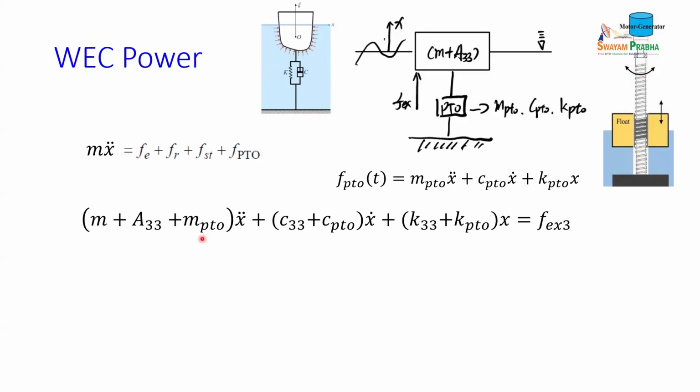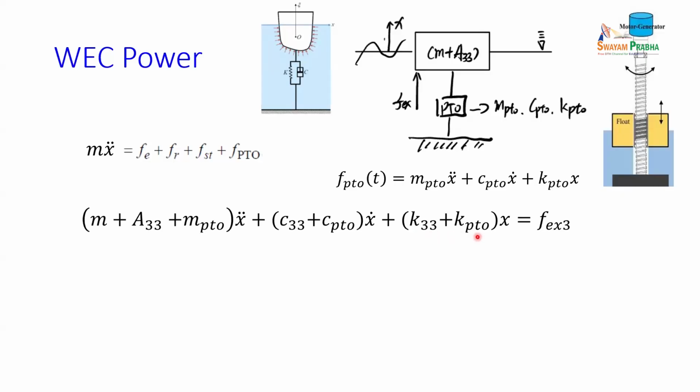Now the damping terms: there is the PTO damping, right? As I mentioned, if you short the circuit, it generates a damping effect. And you may have radiation damping, we put C33 here. Now you have K33, that's the hydrostatic stiffness. Then that is the PTO stiffness.